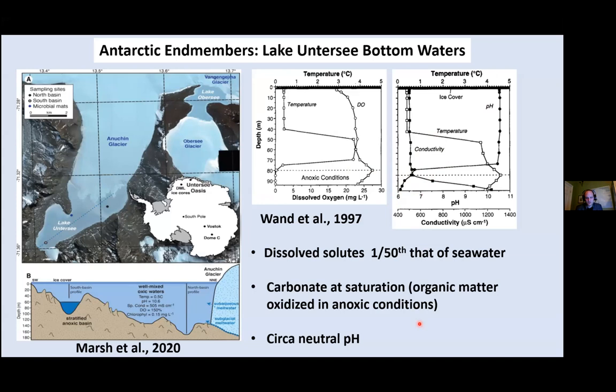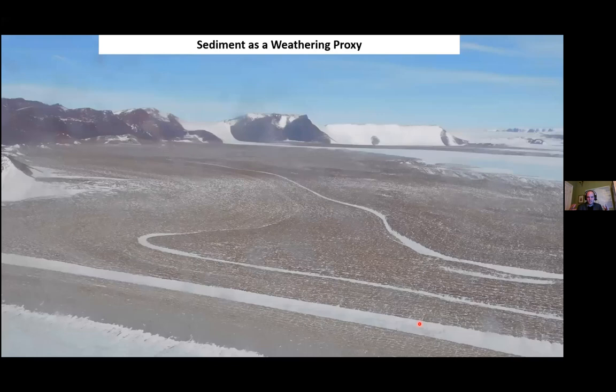So now this is where I'm going to go beyond looking just at solute chemistry. And this is what I've been working on recently in the past couple of years, which is looking at, rather than solutes, which are hard to get in Antarctica, sediment instead, which is fairly easy to find. And this picture here, that's Mount Achernar. This is the Mount Achernar moraine, which is a blue ice moraine.